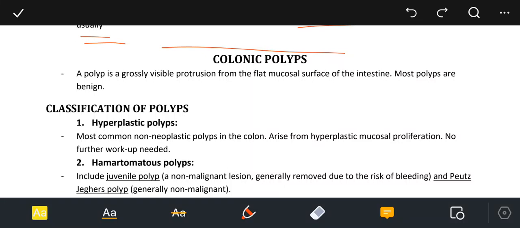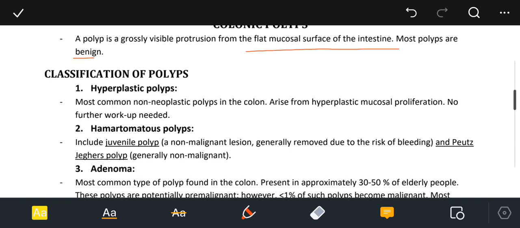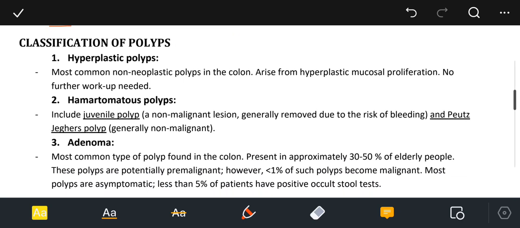Now let's start with the colonic polyps. A polyp is a grossly visible protrusion from the flat mucosal surface of the intestine. Most polyps are benign. Classification of polyps. Number one, hyperplastic polyp. It is the most common non-neoplastic polyp in the colon and arises from hyperplastic mucosal proliferation. No further workup is needed.